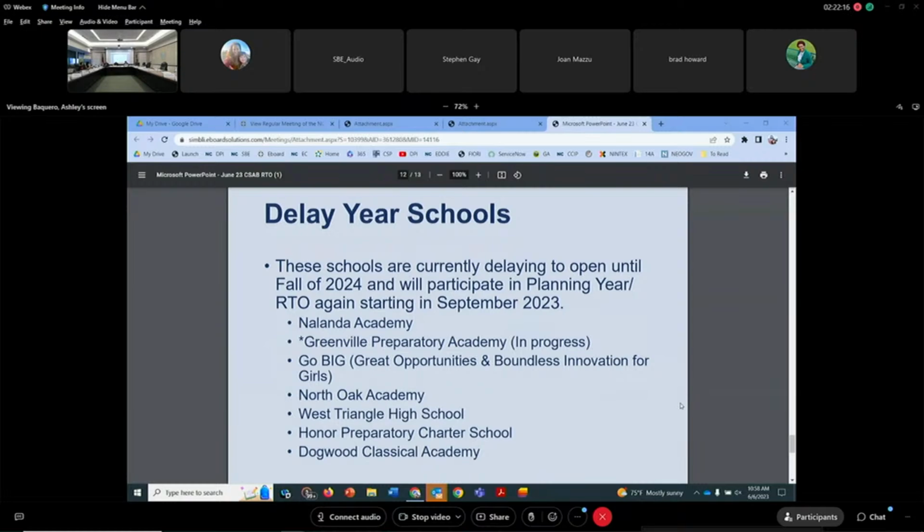Also to note, the delay year schools that started in RTO, there are 7 of those schools. There were 14 to start this RTO process. Nolanda Academy, Greenville Prep, Go Big, Great Opportunities and Balanced Innovation for Girls, Norfolk Academy, West Triangle High School, Honor Prep, Charter School, Dogwood Classical Academy. And those schools are going to start RTO again in September.